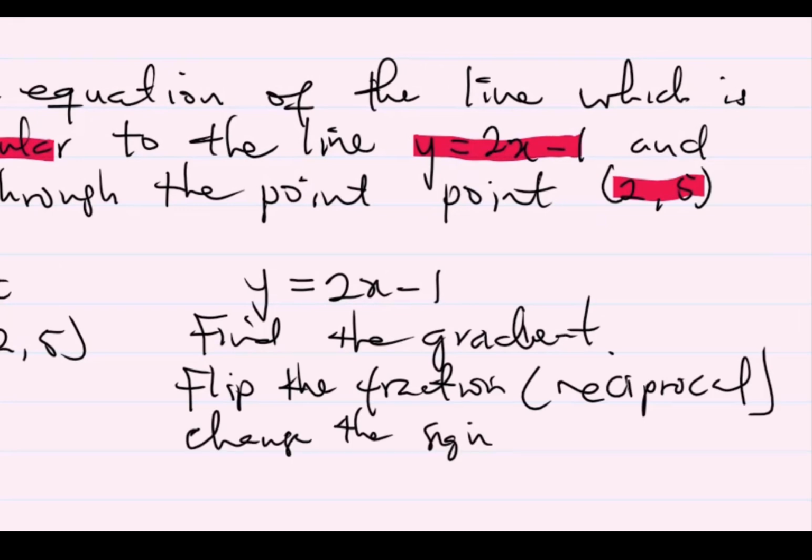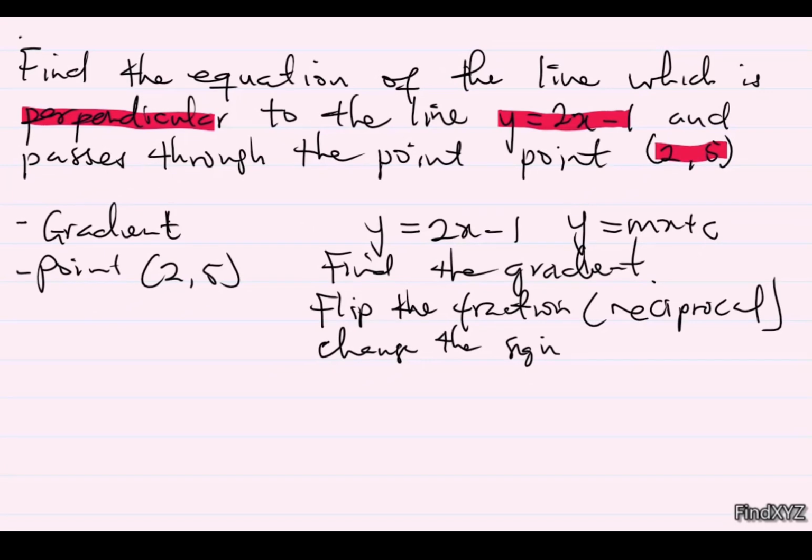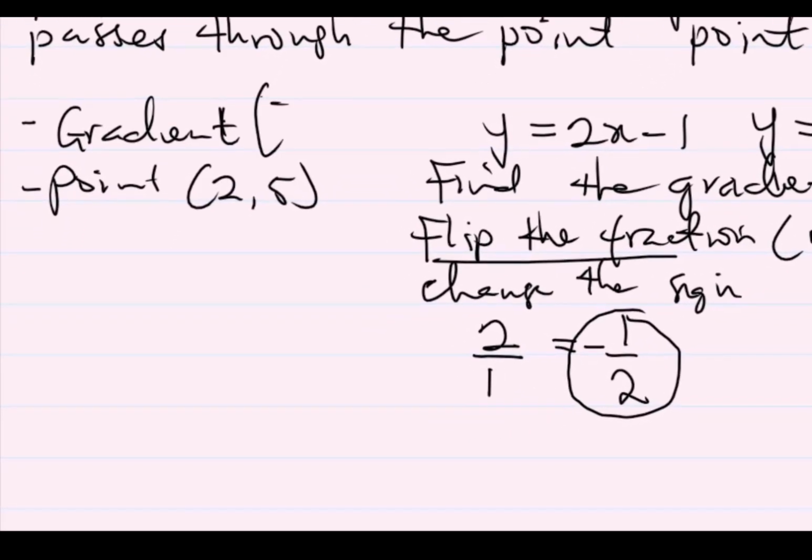So let's do that. How do you find the gradient from a given equation? We arrange it in this form: y is equal to mx plus c, which, fortunately for us, has already been arranged in that form. So what do we do? We pick the coefficient of x, which is 2. 2 can be written as 2 over 1, right? Which is the same as 2. Then what do we do? Flip the fraction. Let's reciprocate it. We have 1 over 2. Then we change the sign. This is positive, so we change it to be negative. So we are going to use this as our gradient. So let's write it down. Our gradient is negative 1 over 2.